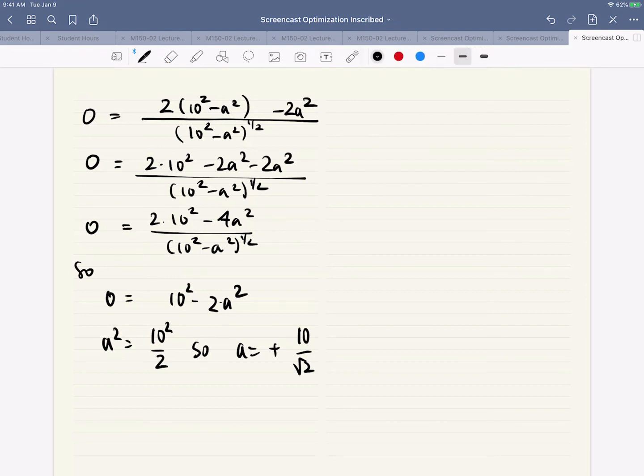Now we can use calculus and the first derivative test for local extrema to show that this is actually a maximum of the area function. So here's my number line for my chart of signs. I'm going to put our endpoints, 0 and 10. And I'm going to put my critical point here, 10 over root 2. And let's make a chart of signs.